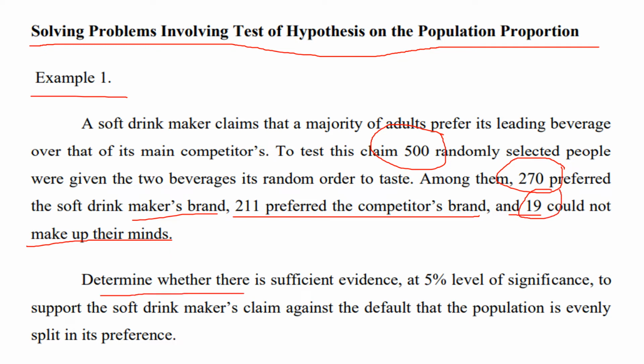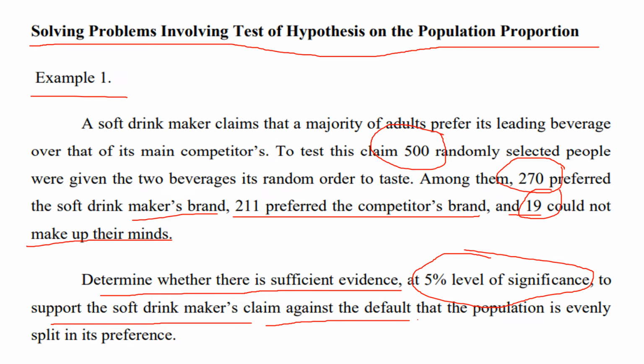Determine whether there is sufficient evidence at 5% level of significance, meaning to say this will be the maximum error that a researcher wants to meet, to support the soft drink maker's claim against the default that the population is evenly split in its preference.